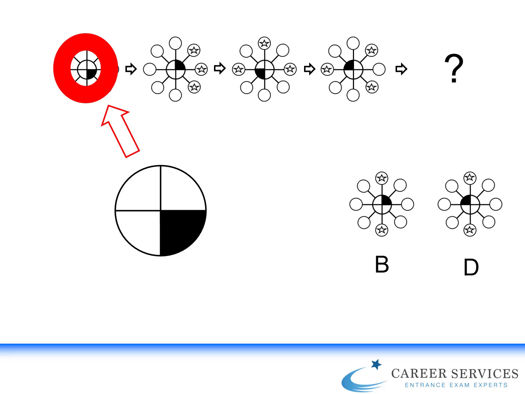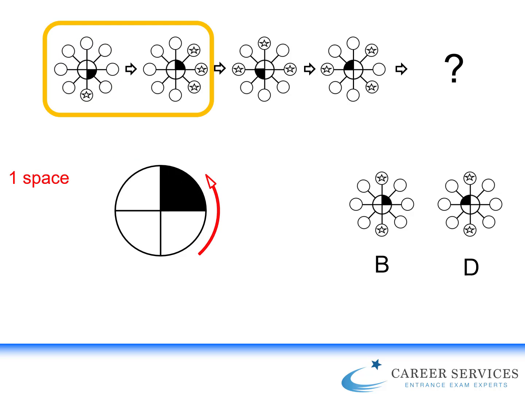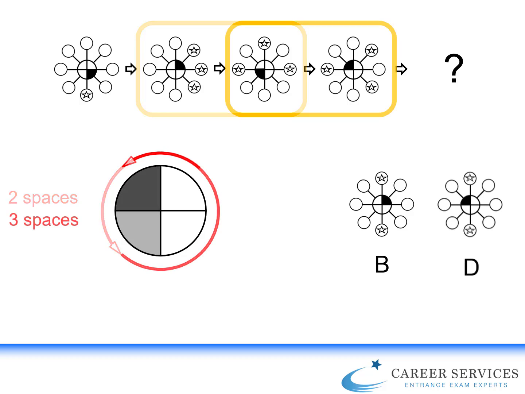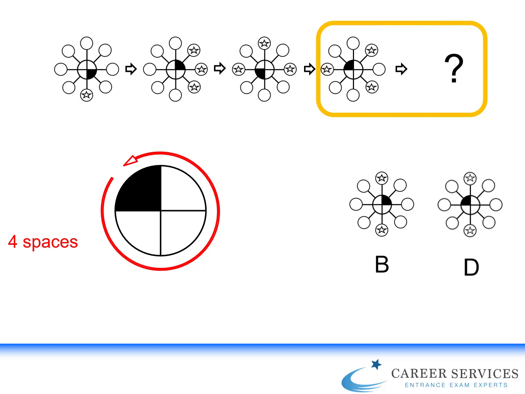Next we will take a look at the inside circle, paying particular attention to the shaded quadrant. Between figure 1 and figure 2, the shaded quadrant moves in an anti-clockwise direction by 1 space. Between figure 2 and figure 3, it moves 2 spaces anti-clockwise. Between figure 3 and figure 4, it moves 3 spaces anti-clockwise. And between 4 and the solution, we will expect it to move 4 spaces anti-clockwise.